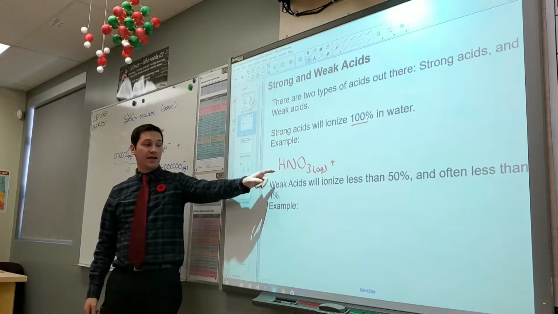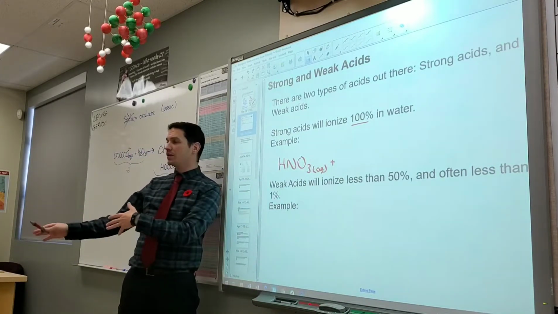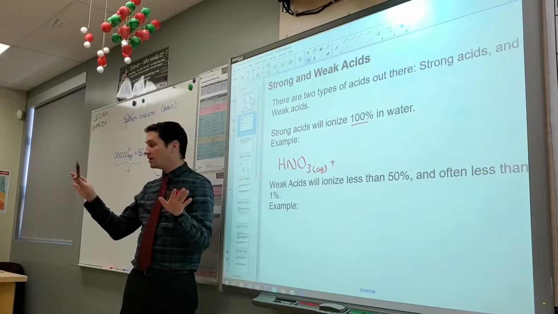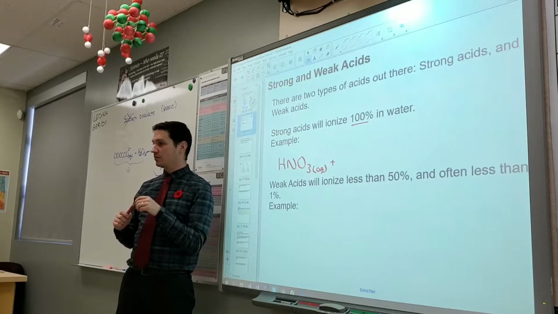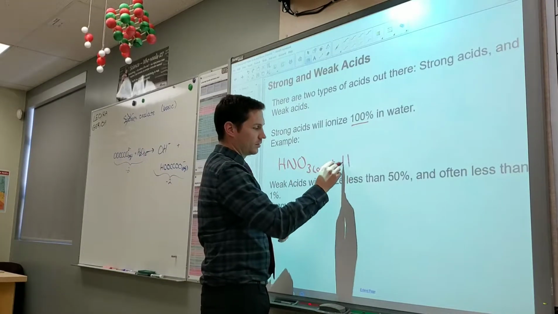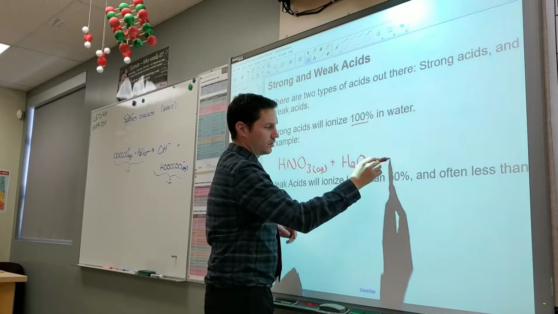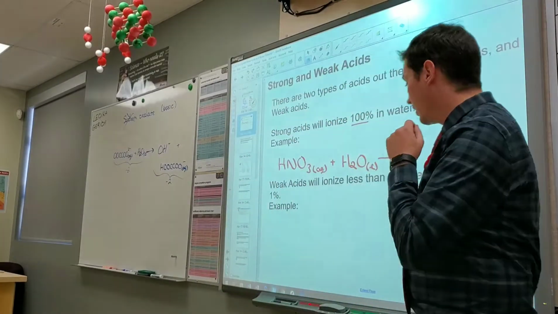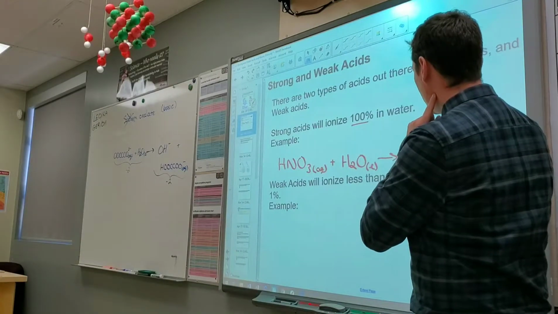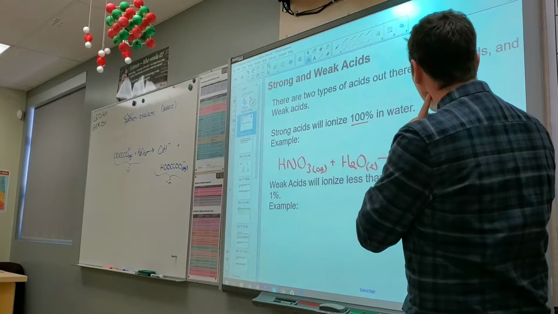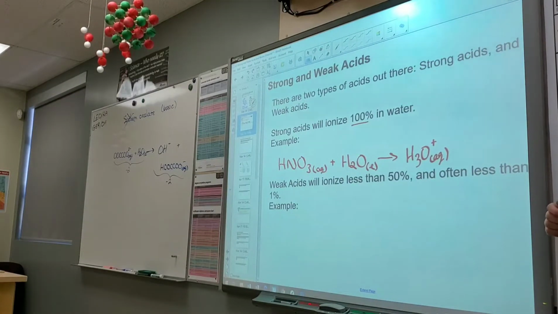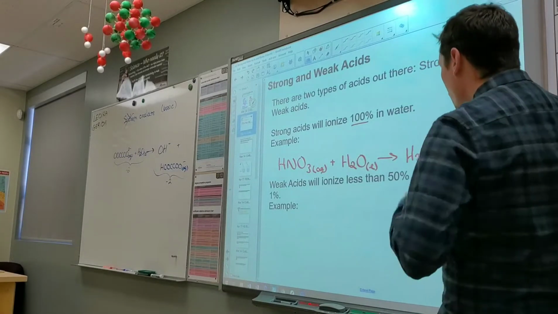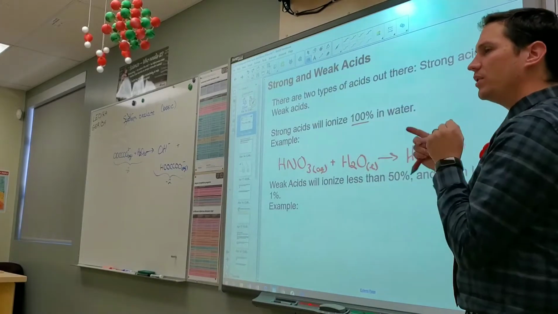On its own, can HNO3 make hydronium? Is it possible for this thing all on its own to make hydronium? No. What do you have to add it to in order to make hydronium? You have to add it to water. Once we add it to water, then this thing will make hydronium and whatever's left over. Do you remember what's left over? The nitrate ion, right?